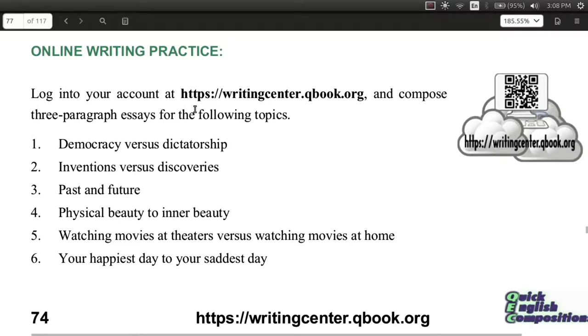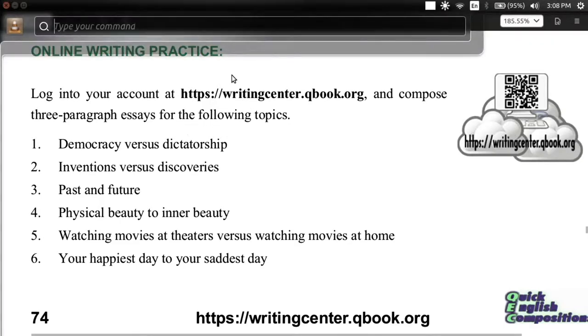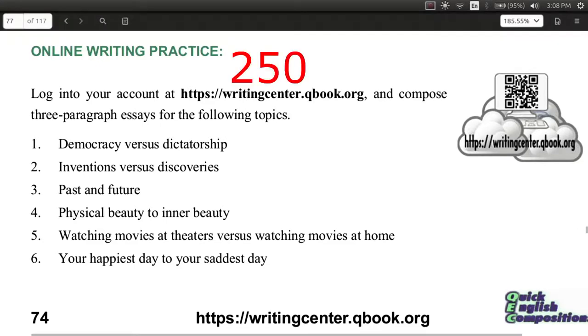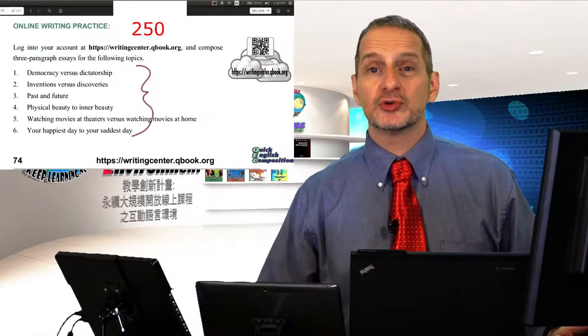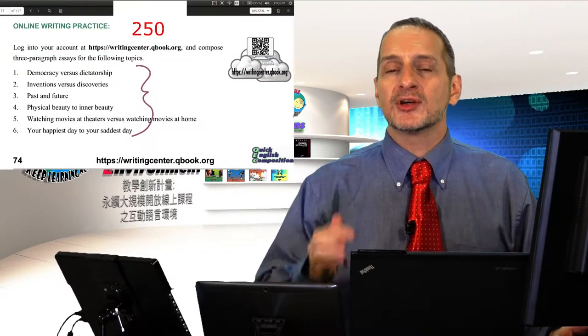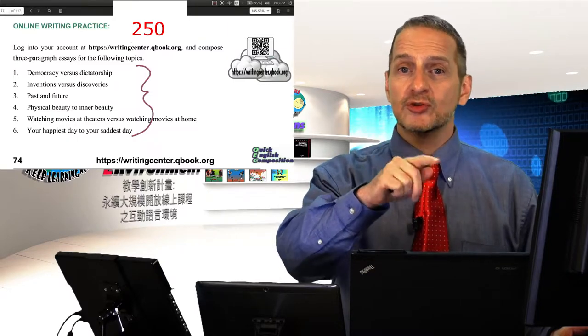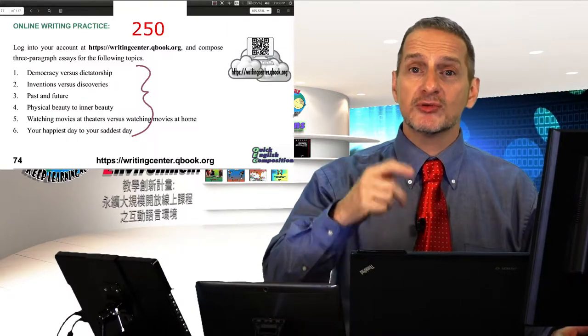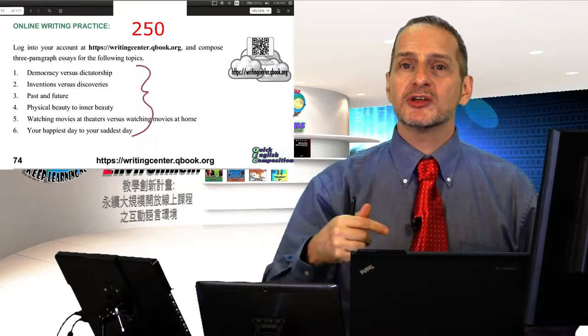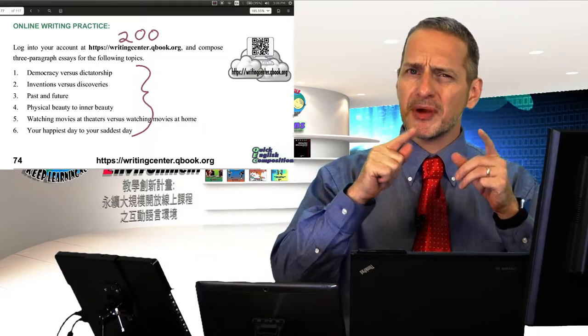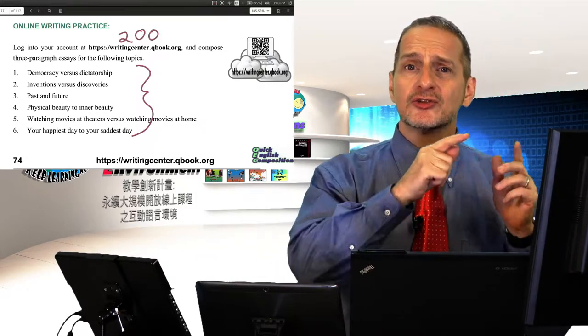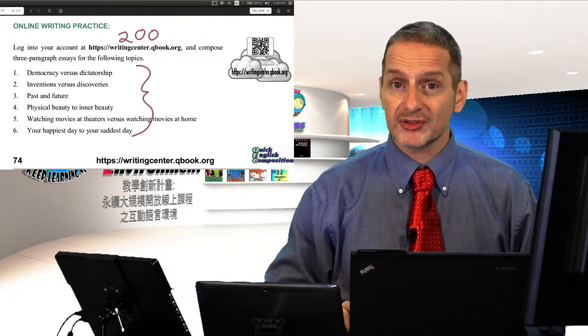page 74. And this time what we'd like to do is 250 words in the essay. And you can choose any one of these topics, but it would be nice if you could use the same topic that you used for your first practice. Because remember, you want to look at your QEC feedback, see where you did things wrong, and see where you can improve. Please pay special attention to where the QEC found errors.